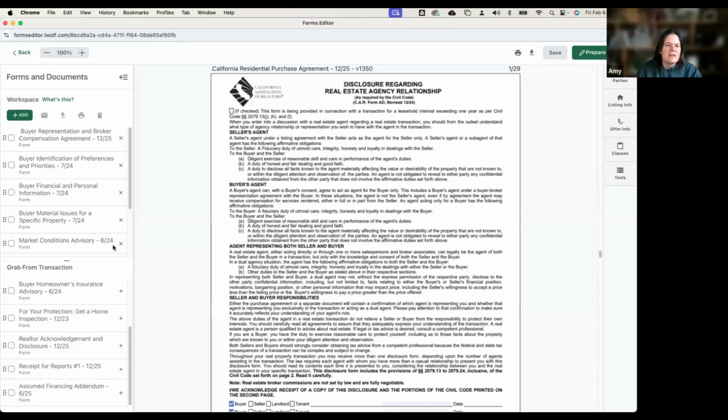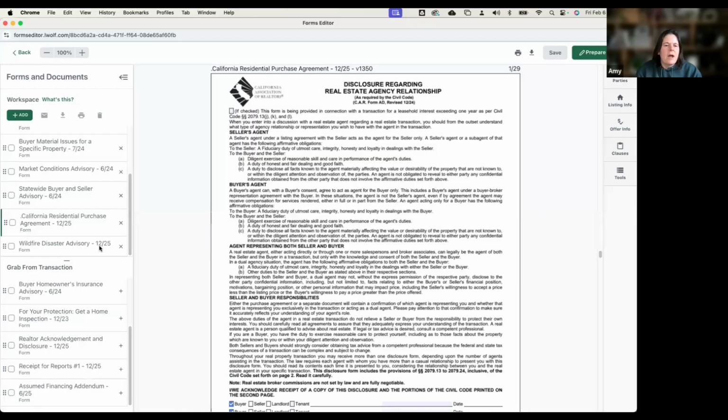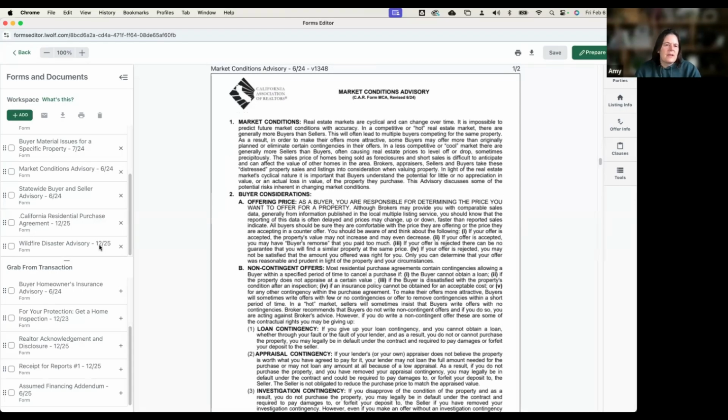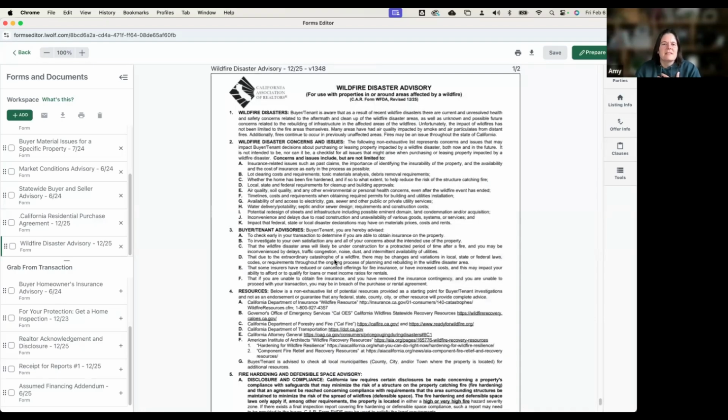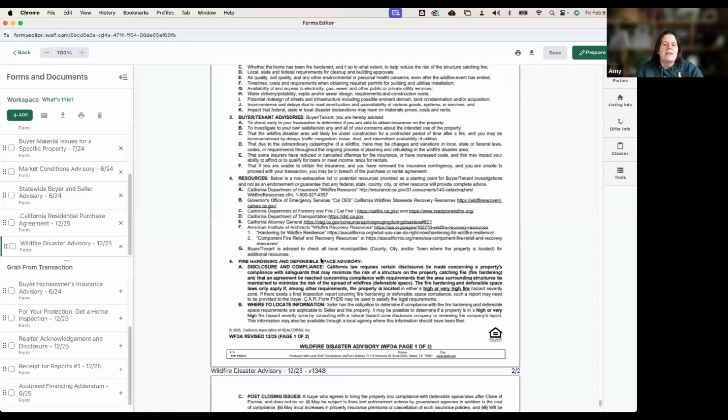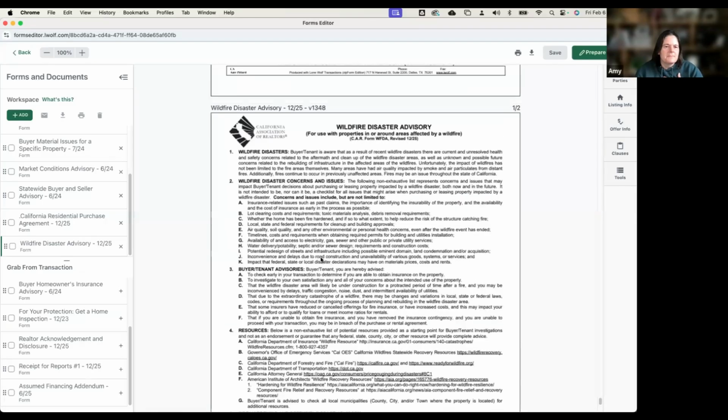Again, it's just one of those that I think is good to provide at time of offer or even before that. So give it just a second here. It's going to open up. My forms is angry at me currently. There we go. Our wildfire disaster advisory covers concerns and issues with wildfires in the area, buyer advisories, right? Check to see if you're able to obtain insurance, and make sure of your satisfaction with your concerns about the intended use of the property, right? So all of that's in there. I think it's good information to include for all buyers.